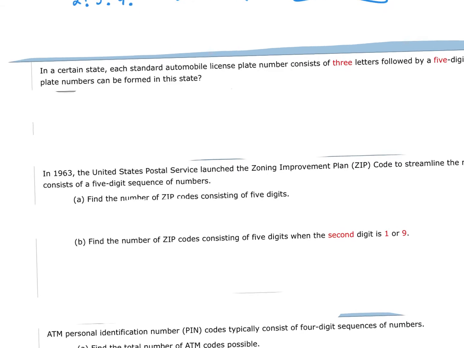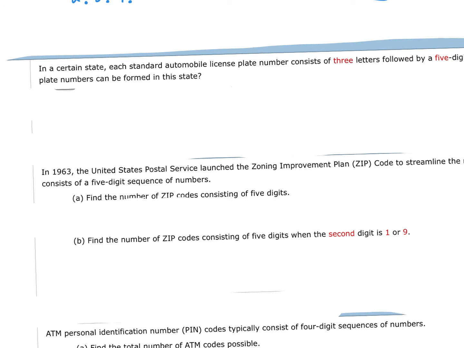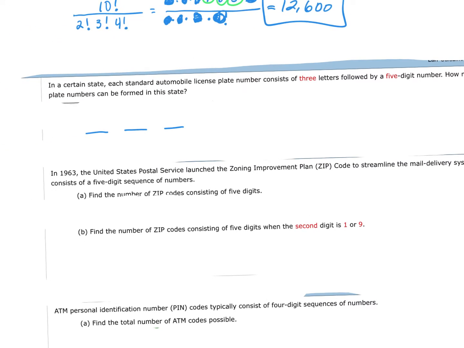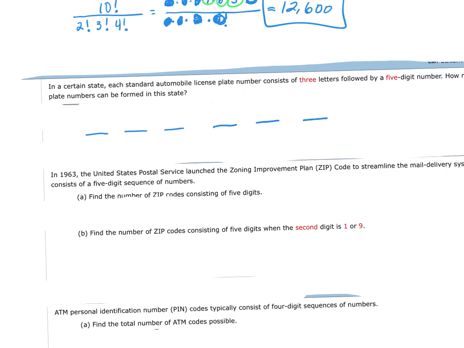It says in a certain state, each standard automobile license plate consists of 3 letters. So I'm going to write out 3 blanks, followed by a 5-digit number. So 1, 2, 3, 4, 5. How many different plates can be made? Does it say that the letters and or numbers cannot repeat? Yes or no? No, it doesn't. That means you can use anything all the time.